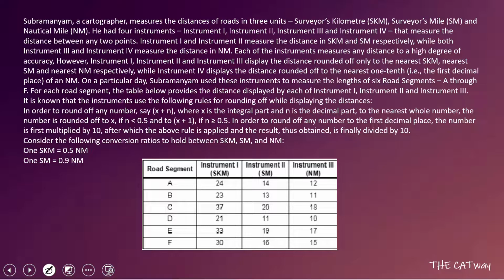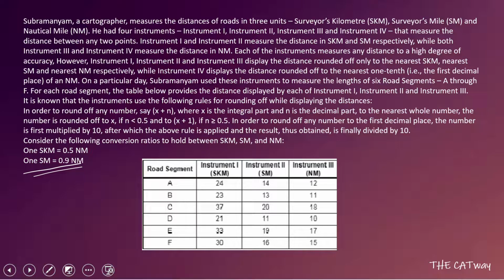So this is what we are going to do. We have been given some distances regarding the road segments A through F, and they have been measured in instrument 1, instrument 2, and instrument 3. Also we have been given the conversion rate. The first thing we have to find is the distance in the unit of instrument 4, that is in nautical miles and up to 1 decimal place. So let's make a table for that.